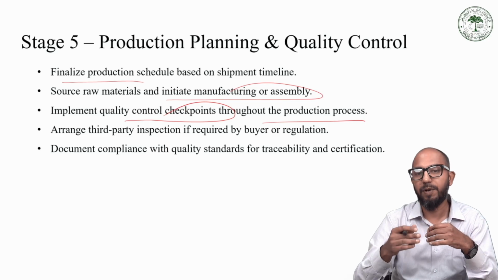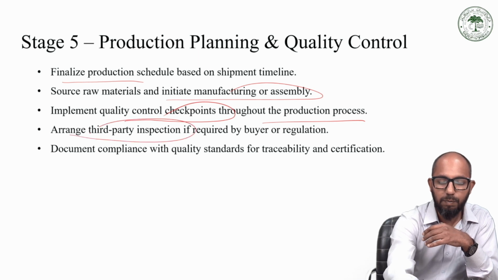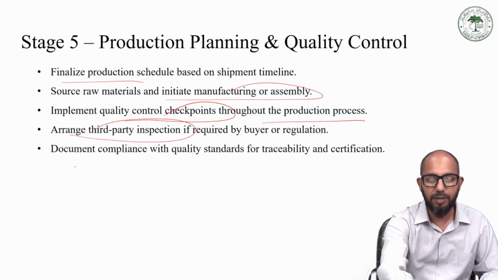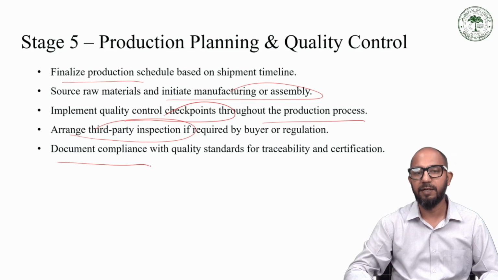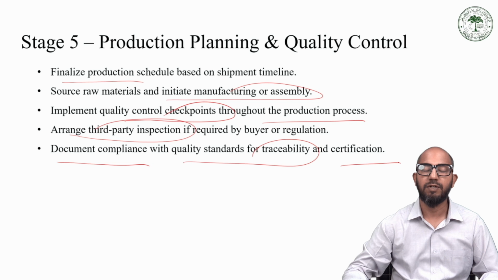Also, production planning and quality control includes arrangement of third party inspection if required by the buyer or if it is required according to certain regulation. Generally, it happens in cases where the goods are hazardous or there are certain sanitary or phytosanitary measures imposed by the importer country. Also, documents need to be properly adhered to with quality standards for traceability and certification.